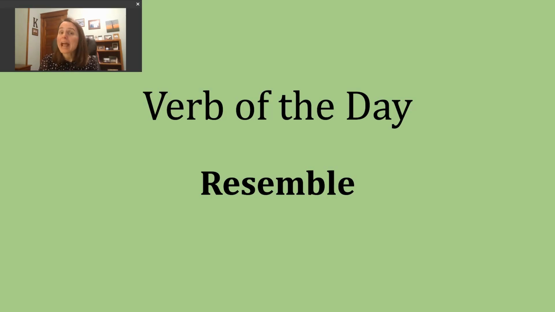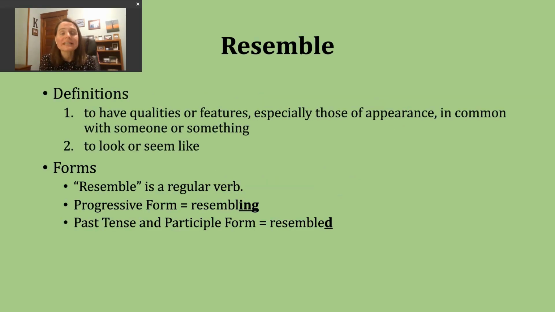Now let's take a moment and review some of the definitions or the ways that we can use this verb. The first way you'll encounter the verb resemble means to have qualities or features, especially those of appearance, in common with someone or something. When I think of this verb, I think of different people I have met and how much they look like their mother, their father, maybe grandmother, grandfather, or other siblings. So that's a really common way to use this verb resemble.